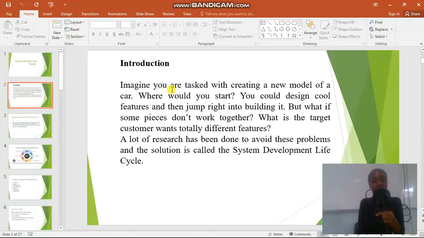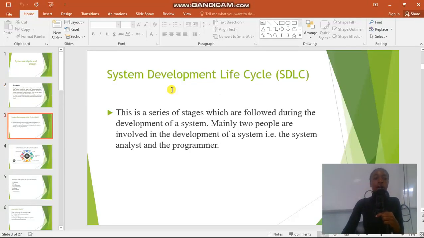I want you to know what is a system. What do we mean by a system? When you are talking about a system, this is just a combination of hardware, software, and users that interact to achieve specific goals in an organization. And let's define what is a system development life cycle.